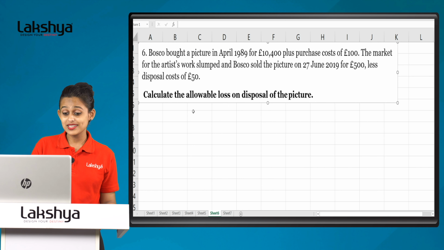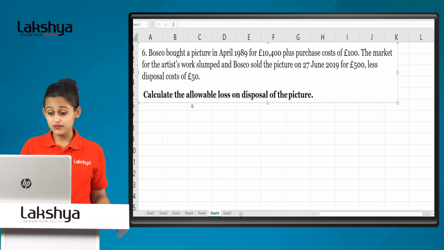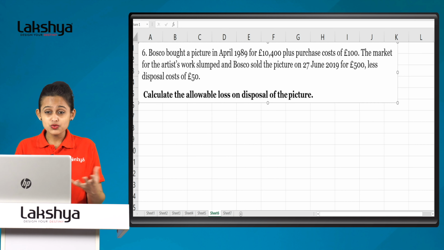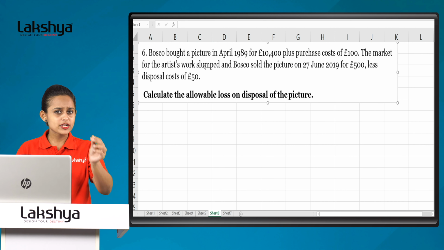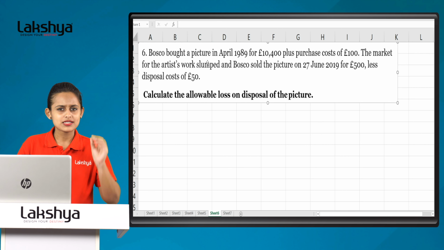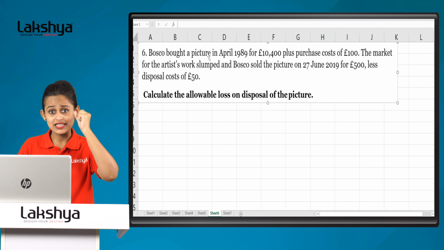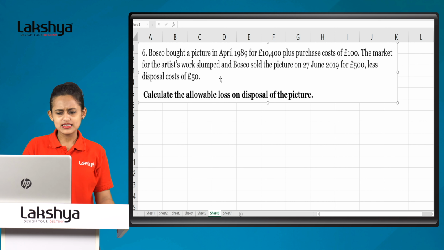Now we'll do another question here. Requirement is calculate the allowable loss on disposal of the picture. So they've already mentioned to us that it's an allowable loss. Let's start off. First of all, it's a picture, so it's a non-wasting chattel. Is it case 1, case 2, or case 3?